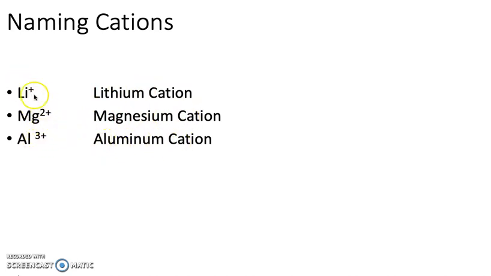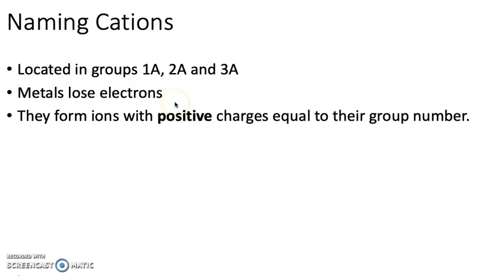Now, if they weren't charged, it would just be called the lithium atom, magnesium atom, aluminum atom. But because they have the charges, they lost electrons, the cation goes after it.